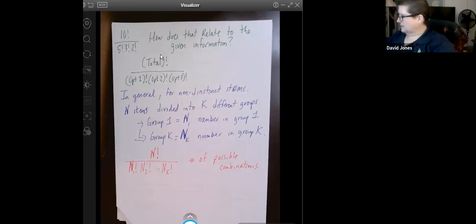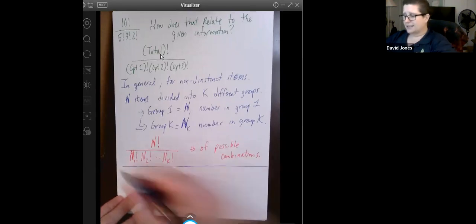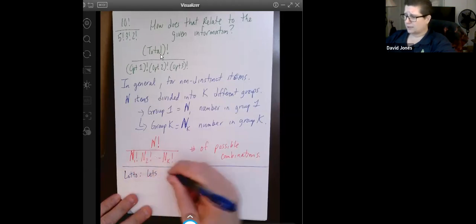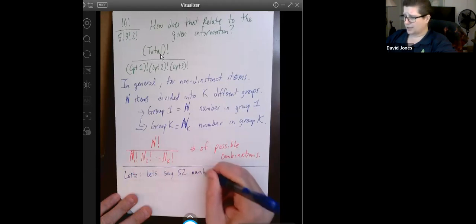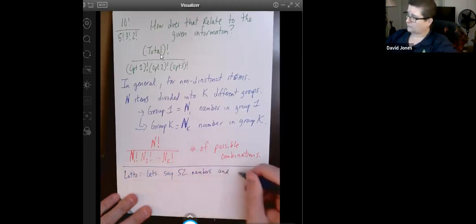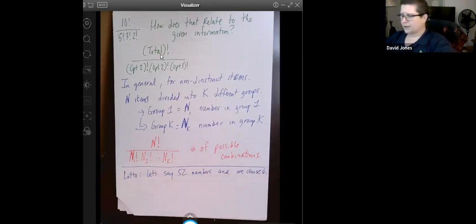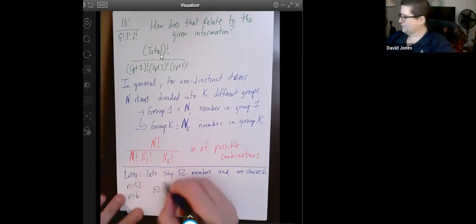That kind of wraps up chapter 5. Another example of Lotto. Let's do another example of nCr Lotto. Let's say there's 52 balls, 52 numbers, and we choose 6. The order doesn't matter, so we're going to have n equals 52, r equals 6. 52 choose 6.